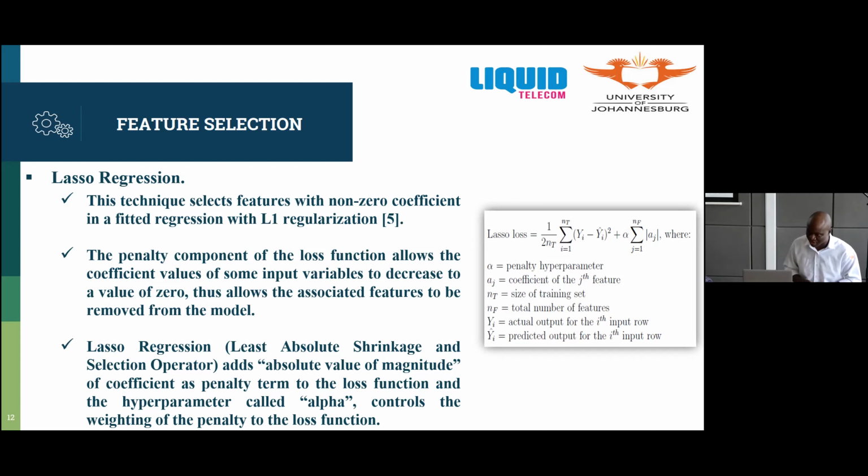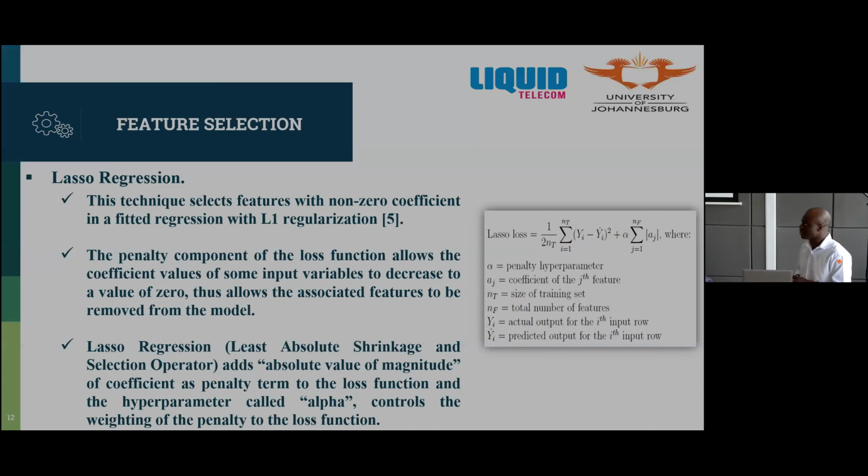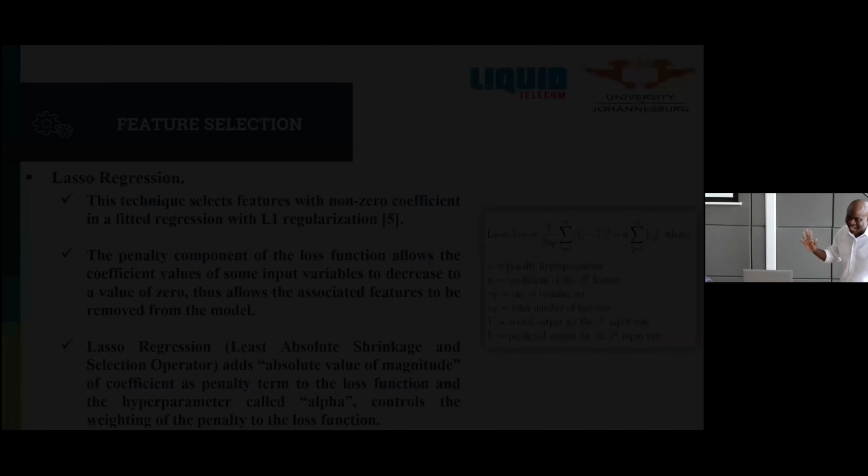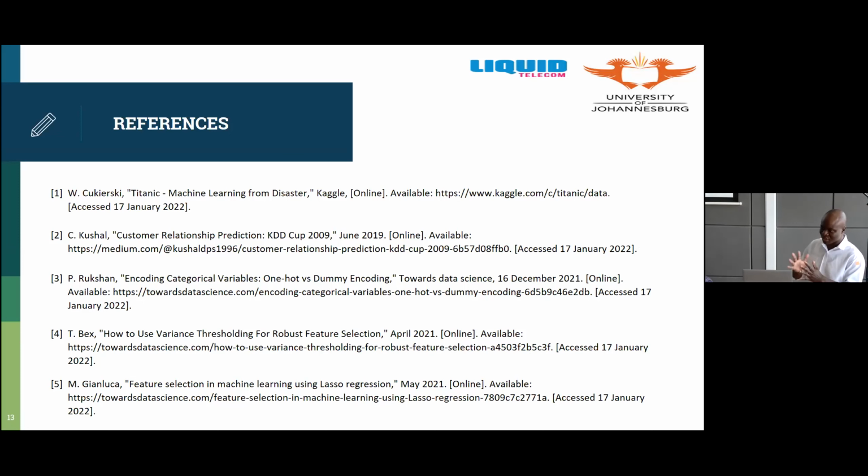All right. So what it's going to do is add this magnitude of coefficient as a penalty term to the loss function. And the hyperparameter called alpha, which I mentioned before, controls the weighting of the penalty to the loss function. All right. So that's basically the high level presentation. What's going to come next is the implementation. In terms of the implementation, I've implemented this using Python, and I implemented all the methods so that we can see how they work and how the output looks like.